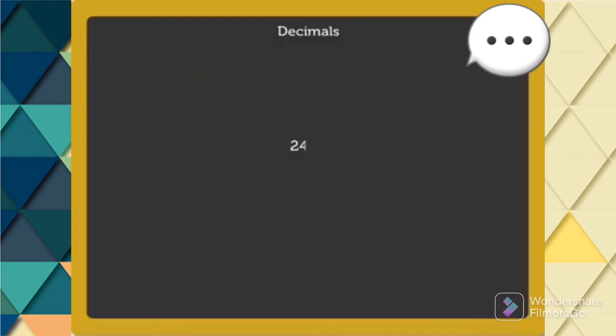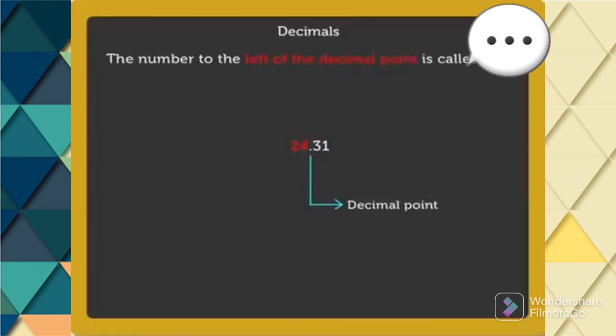A decimal number has 2 parts, one on the left side and other on the right side of the point. Let us see what these parts are. Consider the decimal 24.31. The dot in between 24 and 31 is called the decimal point. The number to the left of the decimal point is called as the whole part or integral part. Thus, the number 24 is the whole part or integral part.